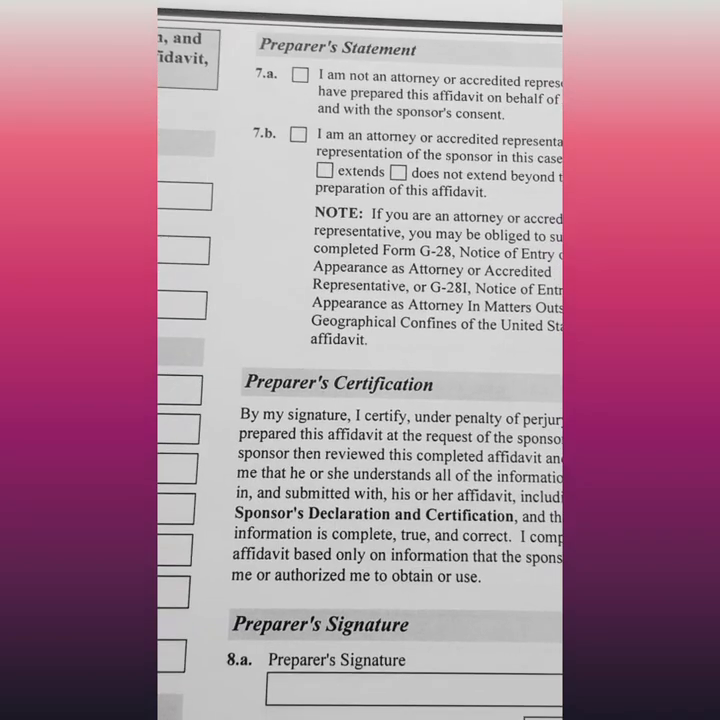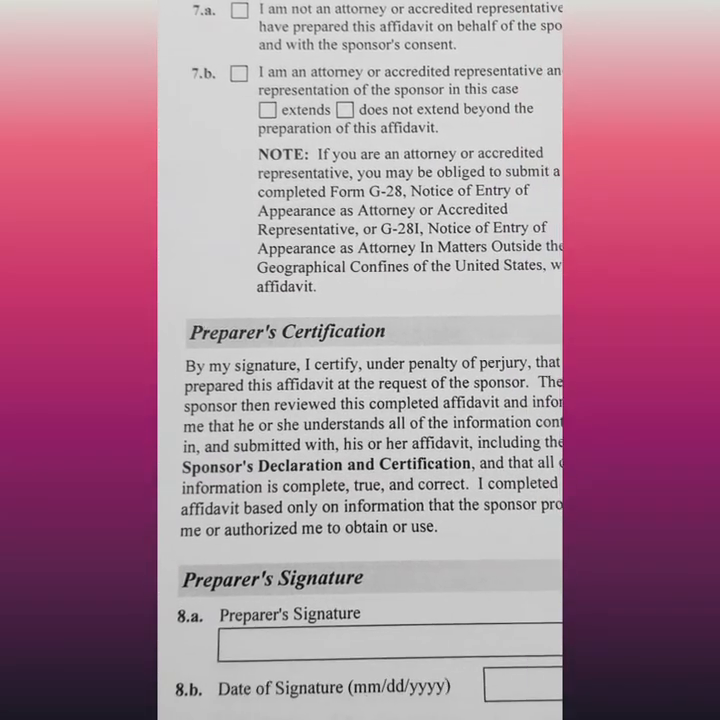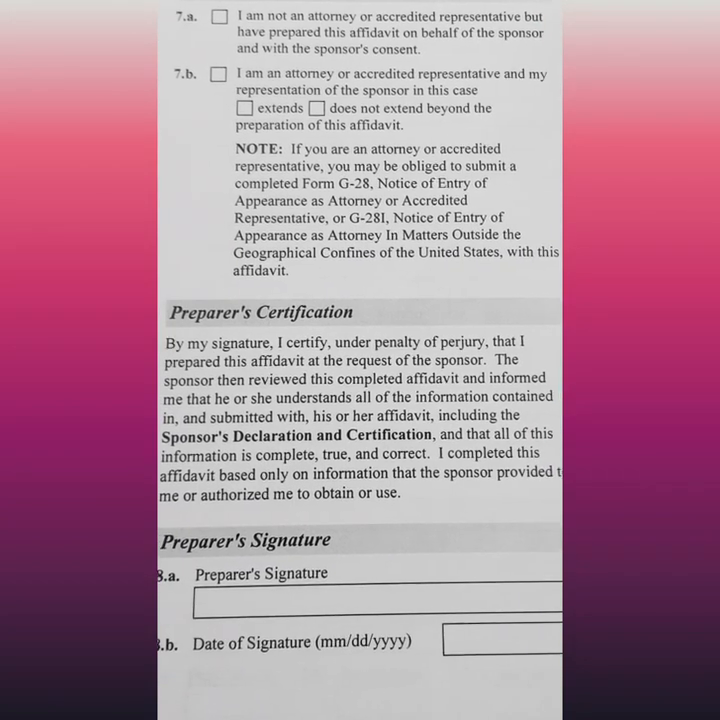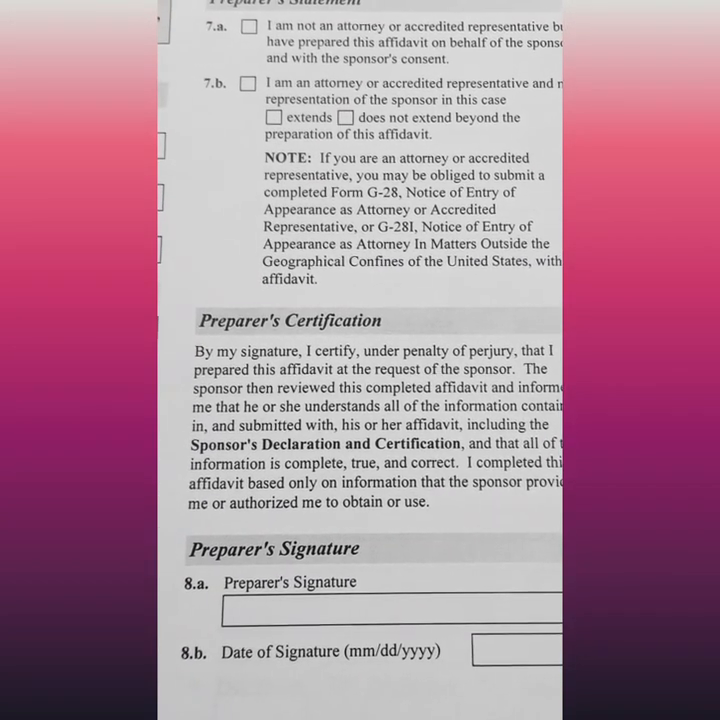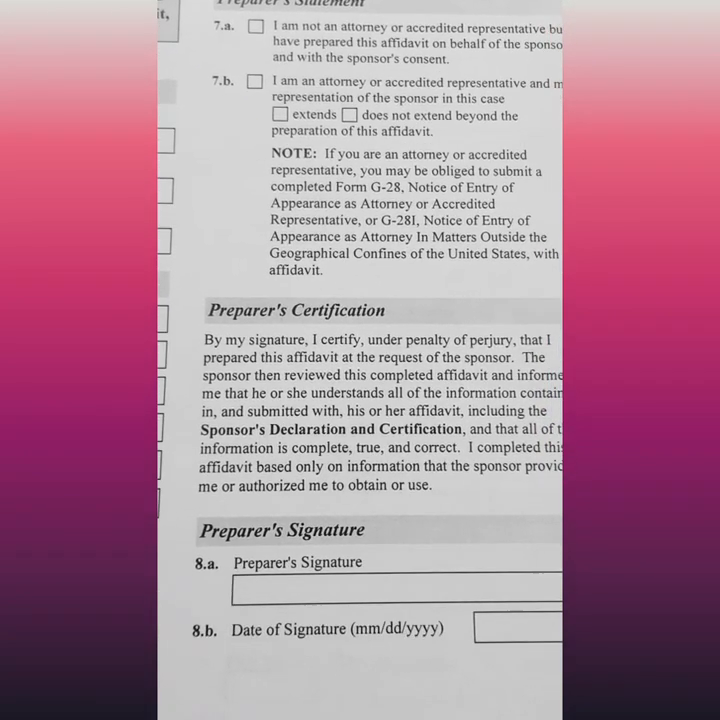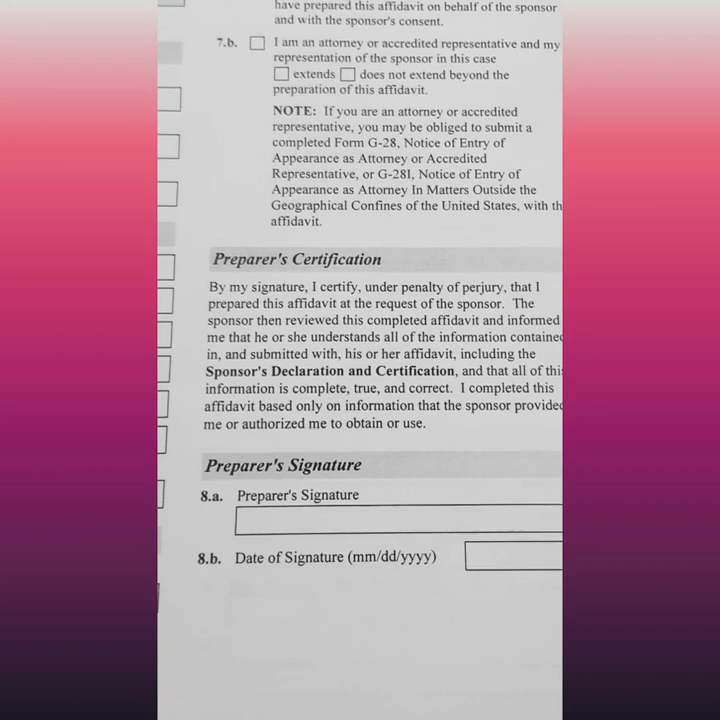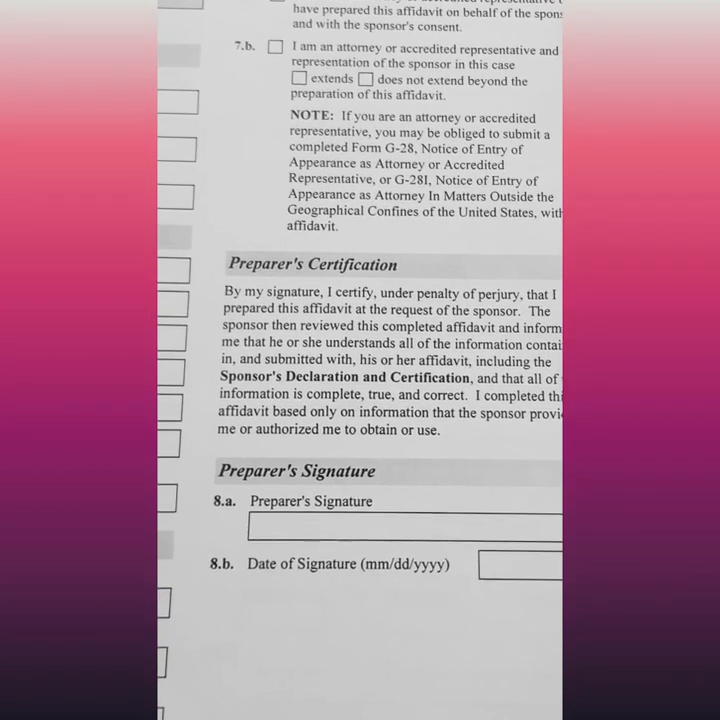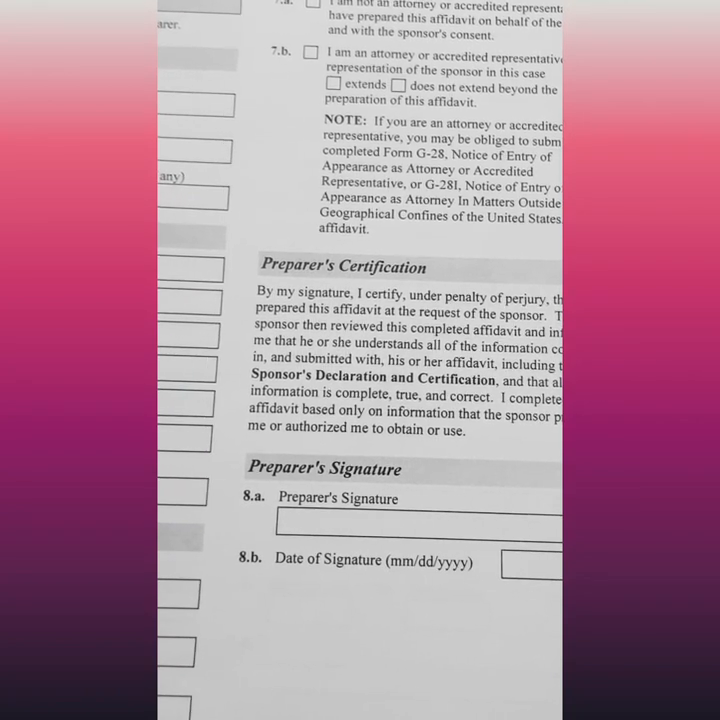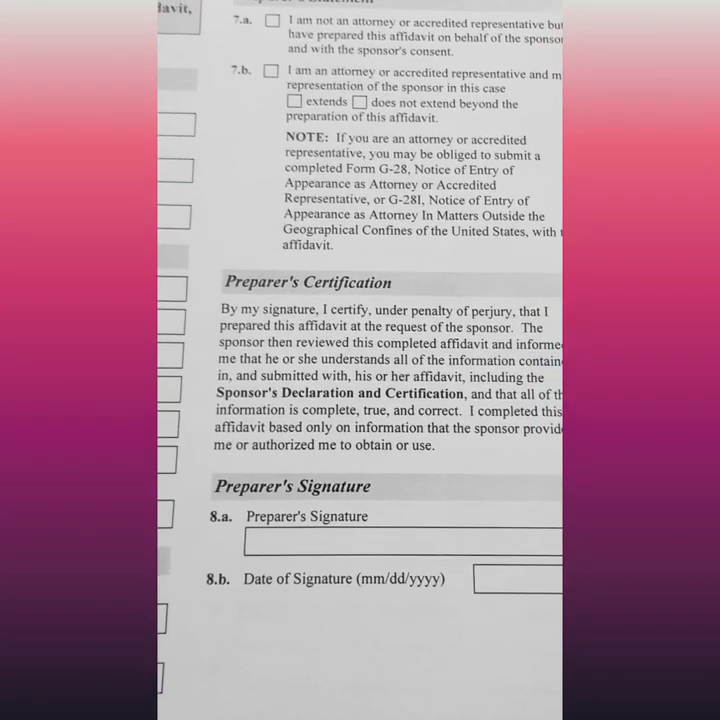So we move over to the preparer's statement. Number 7A says, I am not an attorney or accredited representative, but have prepared this affidavit on behalf of the sponsor and with the sponsor's consent. So this is the preparer statement on number 7A. 7B says, I am an attorney or accredited representative, and my representation of the sponsor in this case, you indicate, extends or does not extend beyond preparation of this affidavit. So you have to indicate which one. So you tick which one.